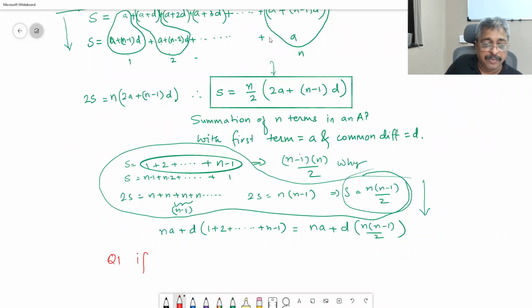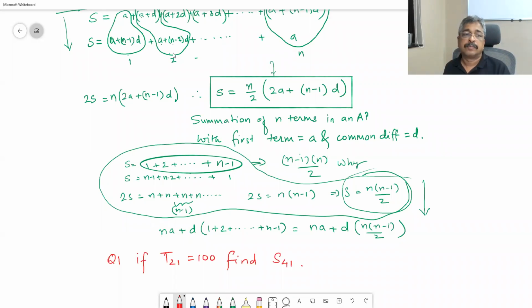Question 1. If T21 is equal to 100, find S41. S41 is the summation of the first 41 terms of an AP. Of course, while writing this question, I should write that Tn is an AP, otherwise it doesn't make any sense. Tn is an AP. Term number 21 is 100. Find the summation of the first 41 terms.